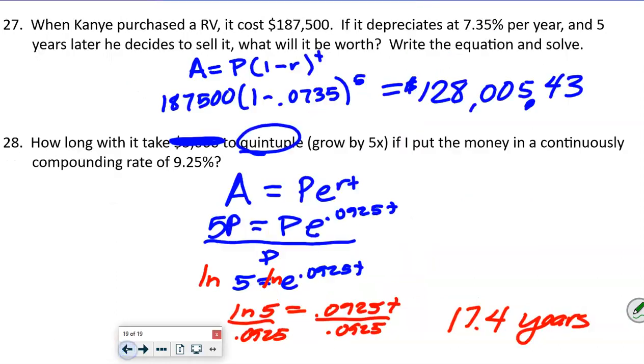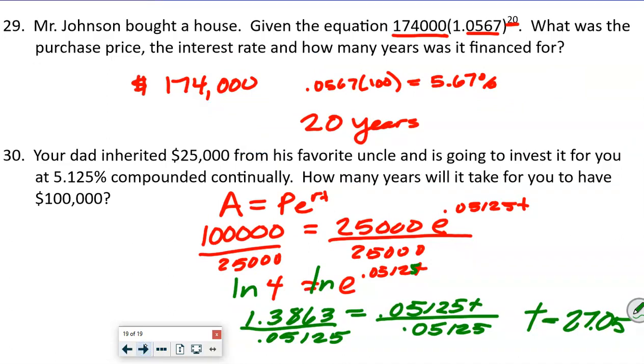I think I put the wrong answer for the last one, y'all. I think I was looking at the wrong one. No? Wait. Where in the world? Take for the quintuple. Where did I get that 17.4? Oh, that was 28. Okay, sorry, my bad. I'm sorry, y'all. I'm getting tired.